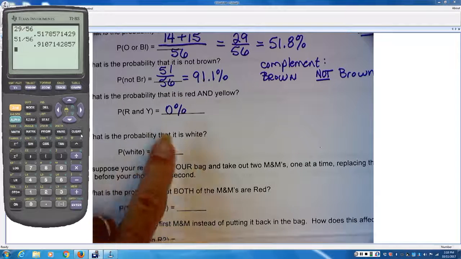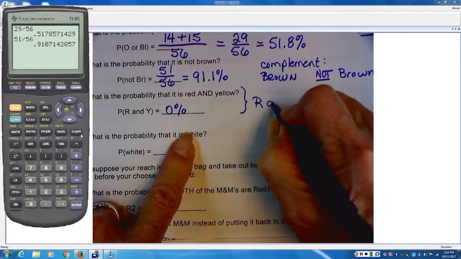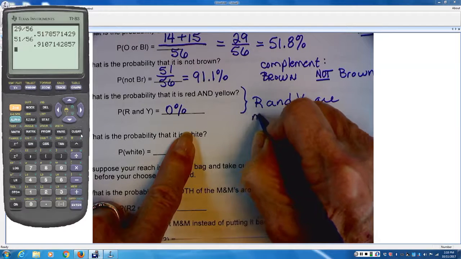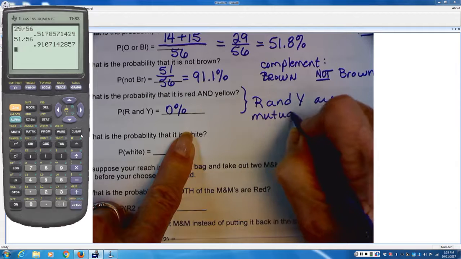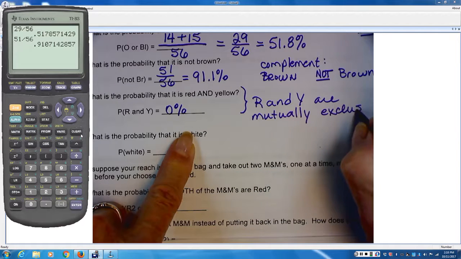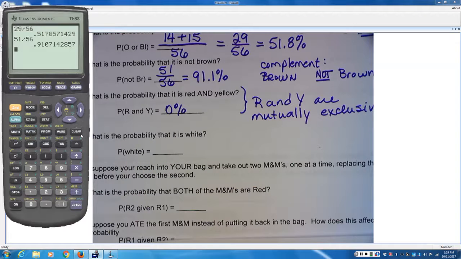And the reason given here: red and yellow are mutually exclusive. Can't be both. Okay? Cannot be both.